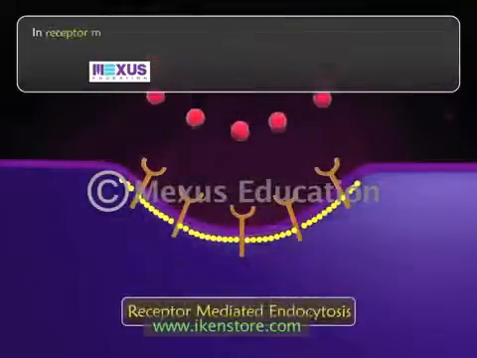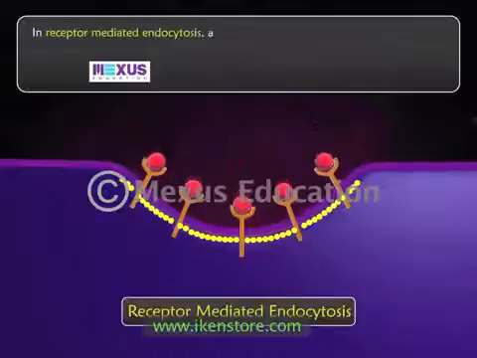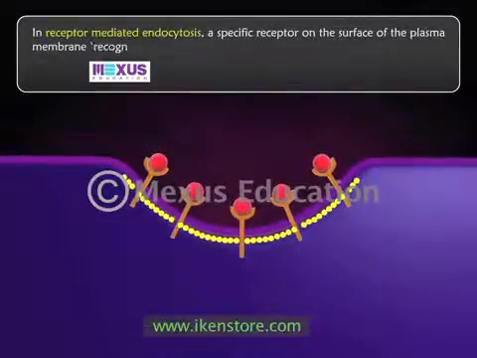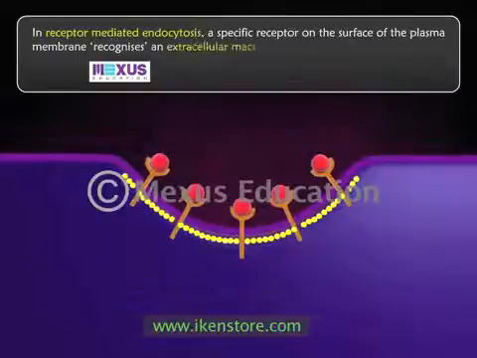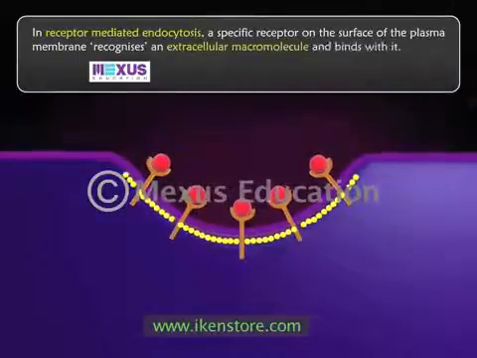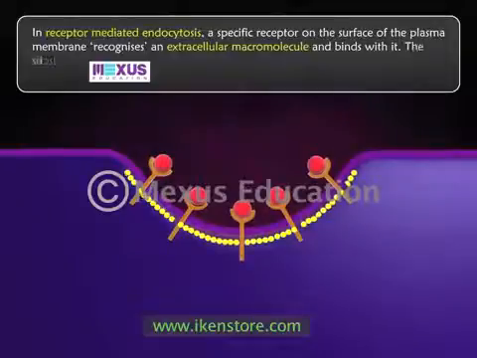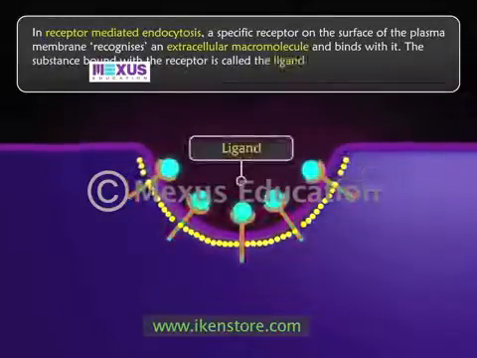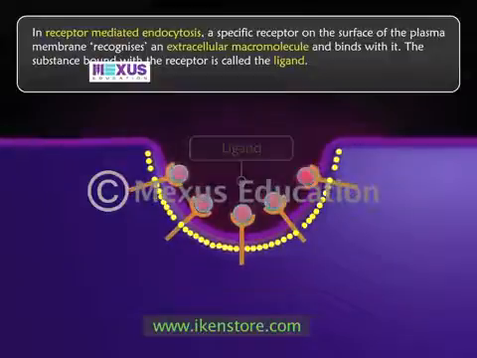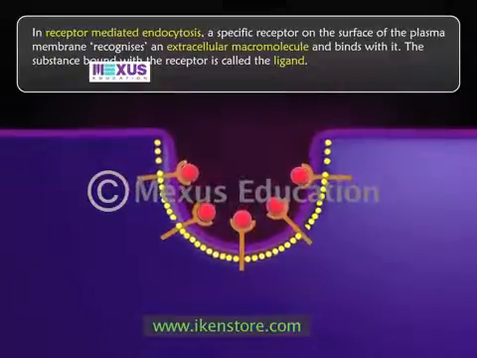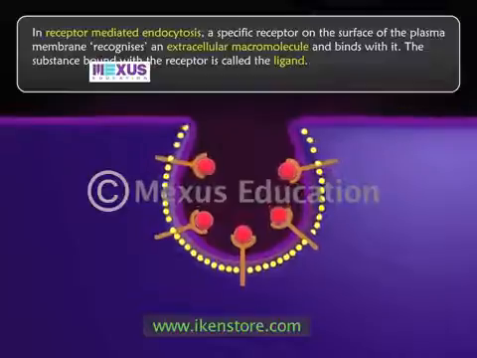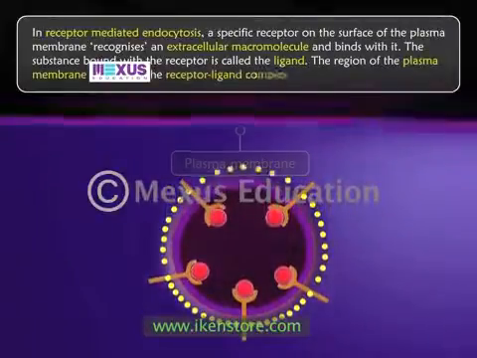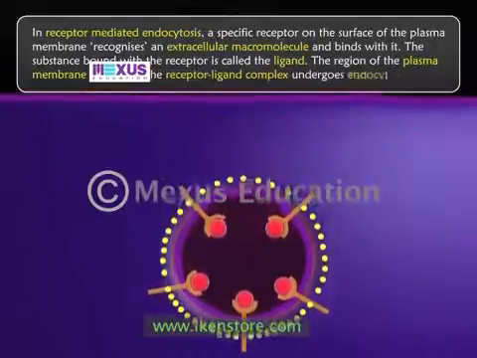In receptor-mediated endocytosis, a specific receptor on the surface of the plasma membrane recognizes an extracellular macromolecule and binds with it. The substance bound with the receptor is called the ligand. Examples of the same are viruses, small proteins like insulin, etc. The region of the plasma membrane containing the receptor-ligand complex undergoes endocytosis.